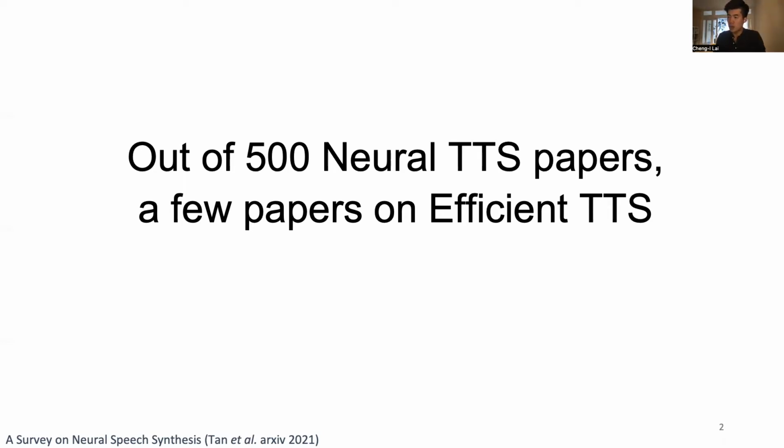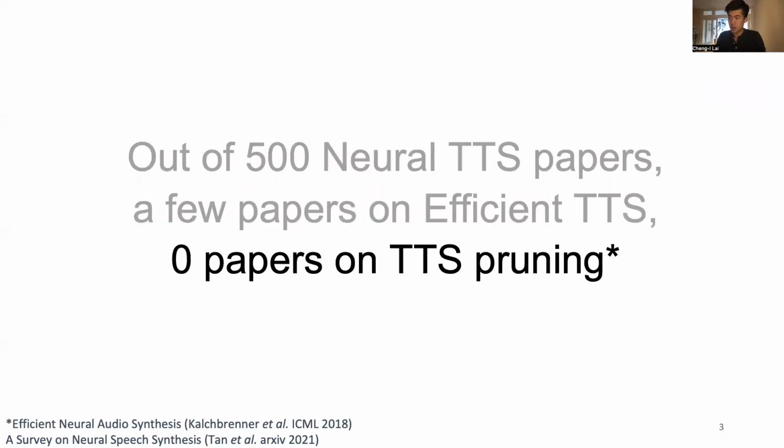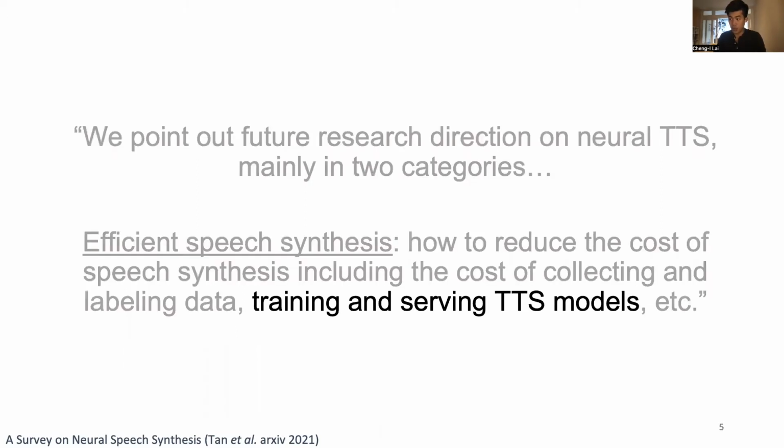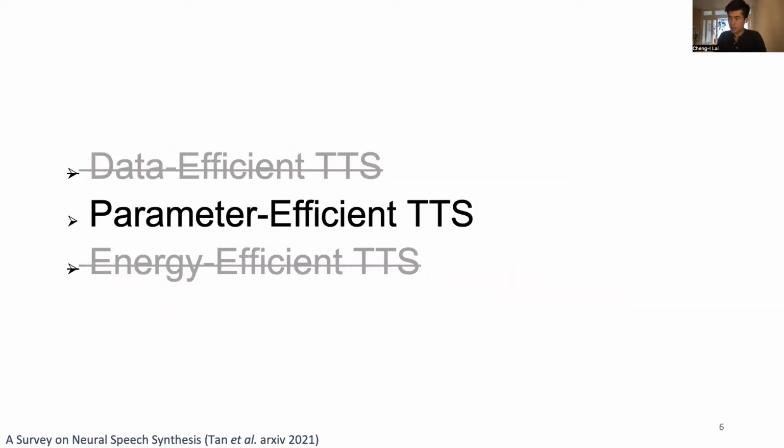From a recent survey on neural TTS, out of a lot of the papers in the past 2 to 3 years, only very few are on efficiency in TTS. In particular, there's no paper that utilizes pruning techniques to achieve efficiency in TTS. One of the future research directions on neural TTS is efficiency. And in particular, the broader impact of our work is on reducing the cost of training and serving TTS models. We will look at parameter efficiency, and we will achieve this by pruning.